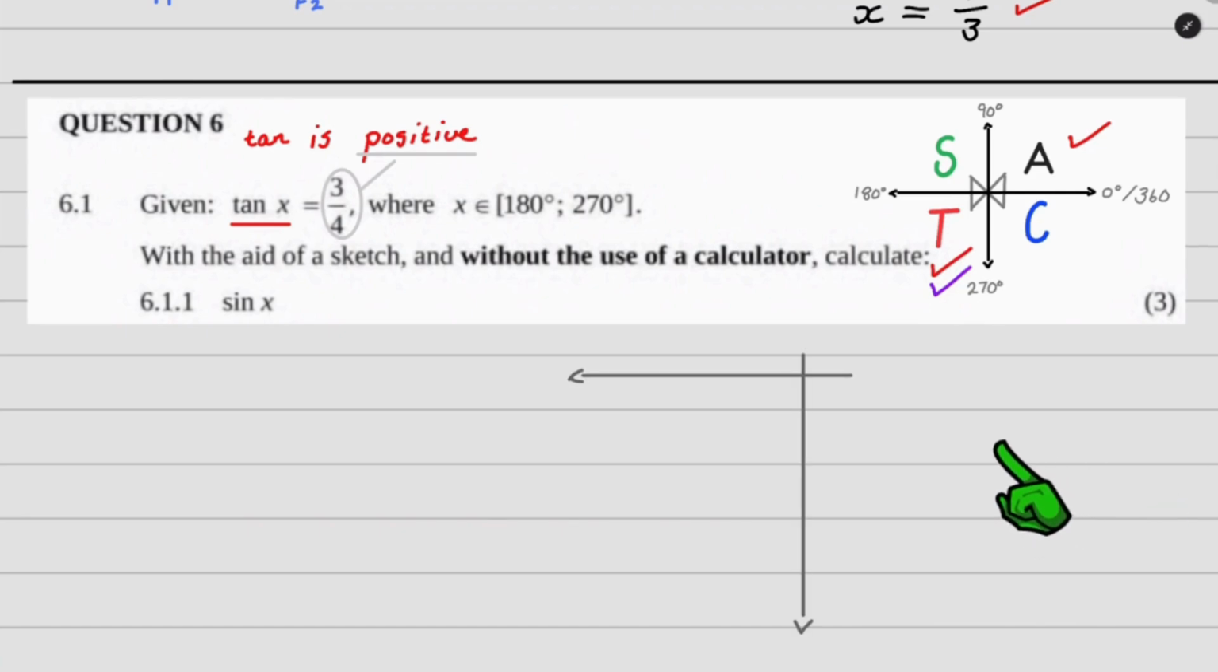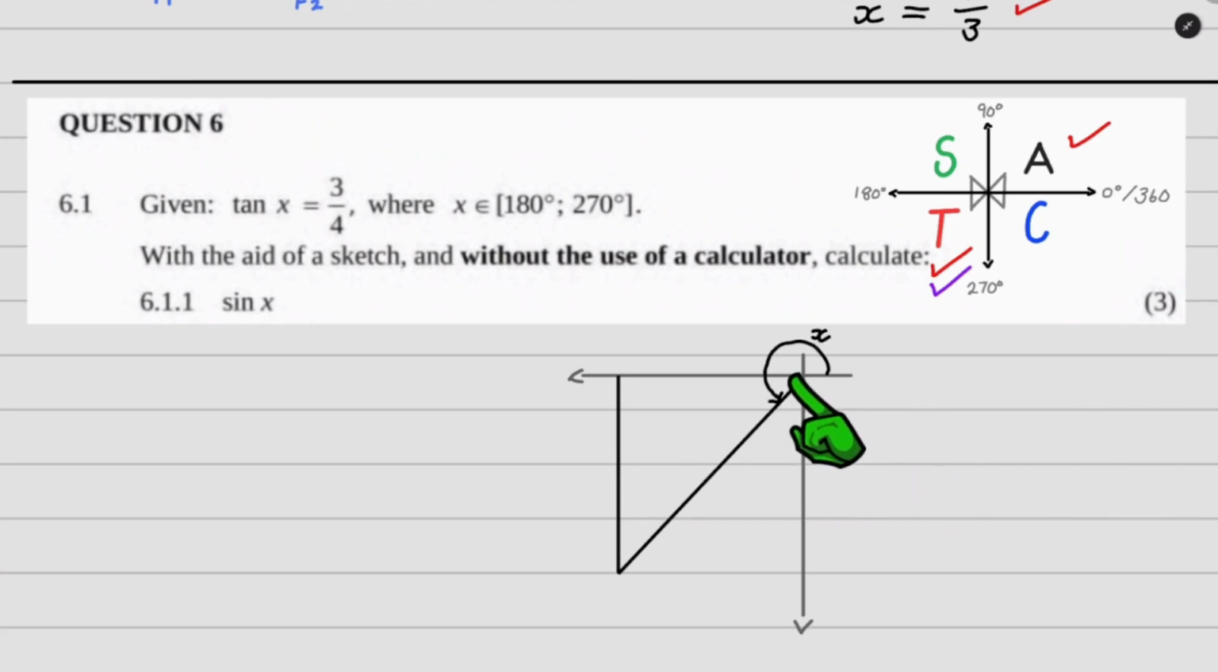And when I draw the triangle, you must think of the bow tie on how to draw the triangle. The bow tie just tells you to draw the triangle like this and not like this. So let's go ahead and draw our triangle like that. And the angle x, you always start on the positive x-axis and you go anti-clockwise until you touch your hypotenuse. Then we always use the angle closest to the origin as our reference angle.